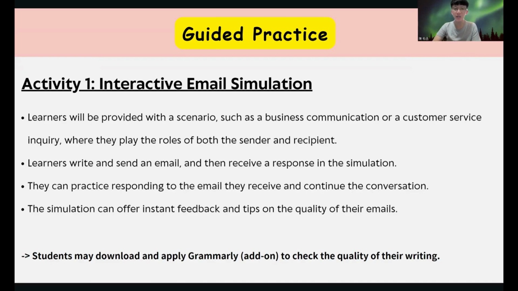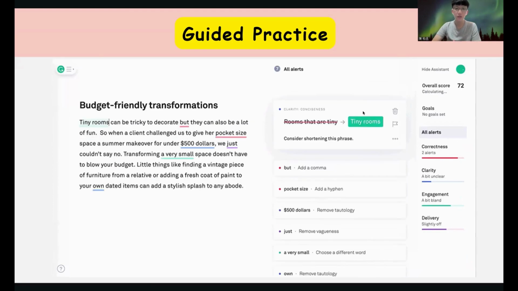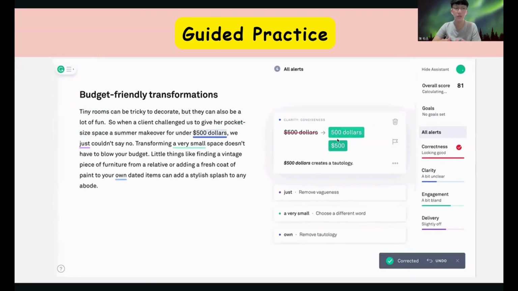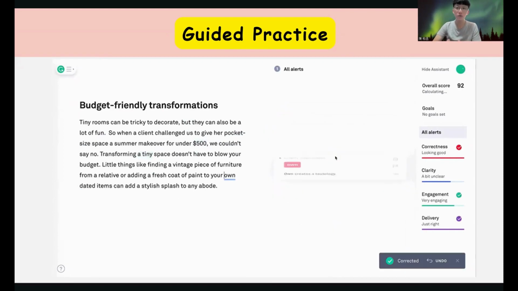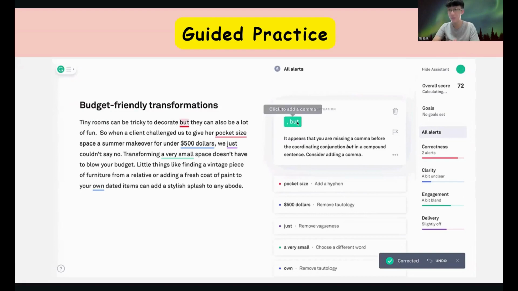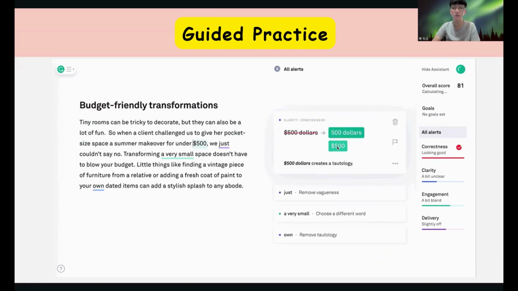And students may download and apply Grammarly, the grammar check, to check the quality of the writing. And this is how it looks like. The Grammarly is really useful to help us be aware of the errors that we have in our writing. And there will be the overall score, as well as the correctness, clarity, engagement, delivery, etc. And this is really beneficial and a powerful tool.